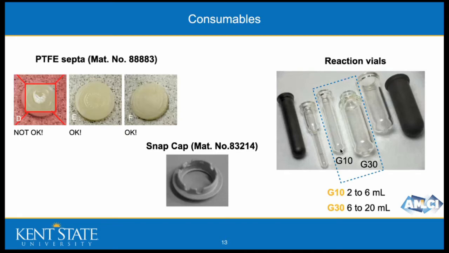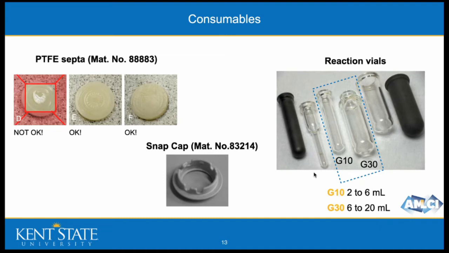So the consumables. We will have two types of reaction vials available: a small volume one, the G10, and a bigger volume one, the G30. The G10 can take a minimum volume of 2 milliliters and a maximum of 6 milliliters, while the G30 has a capacity range from 6 to 20 milliliters.